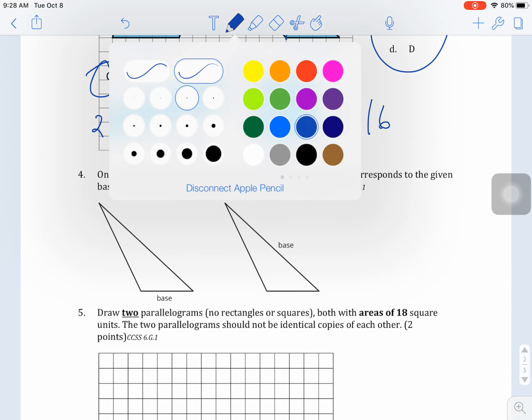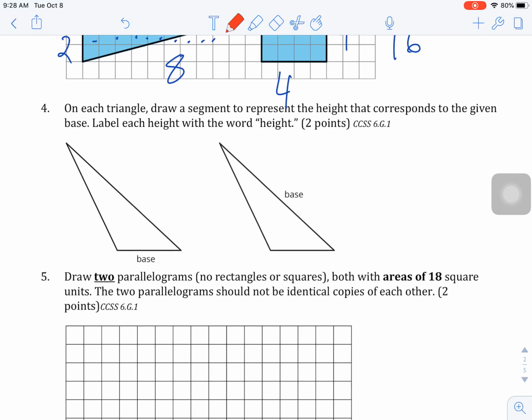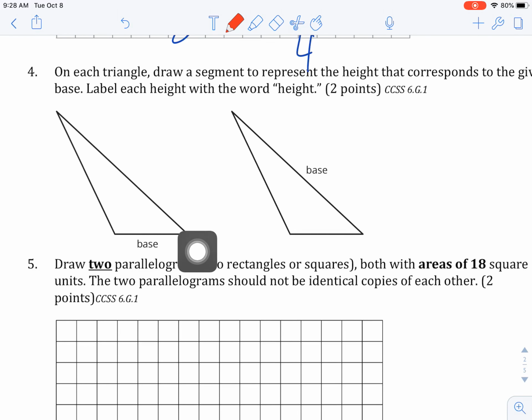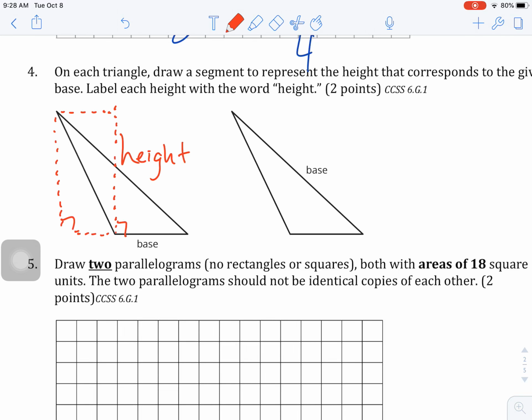All right, on the next problem, number 4, you had to draw in some heights where the base is given to you. If that is your base, remember your height needs to go up at a 90-degree angle. One way to draw would be to go straight up at a 90 until it meets that very top point. So that would be my height right here. You might also draw going this way. Put the 90, still the same measurement, but those lines would be our heights. You only needed one.